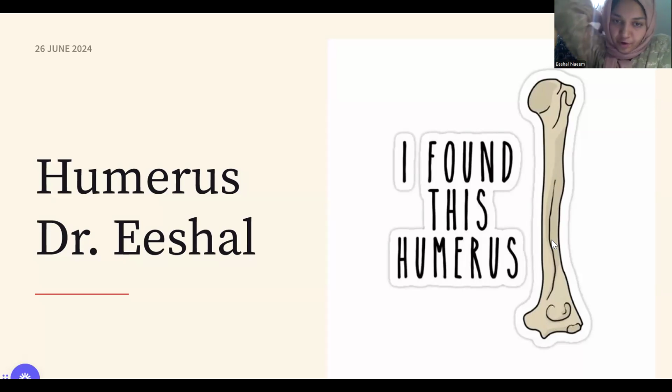Now, first and foremost, the humerus is the longest and strongest bone in the upper limb, playing a very crucial role for movement and support.